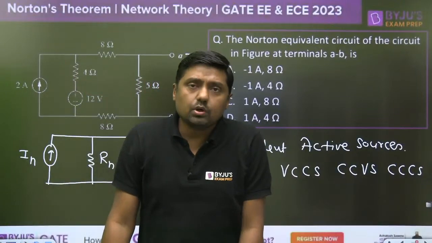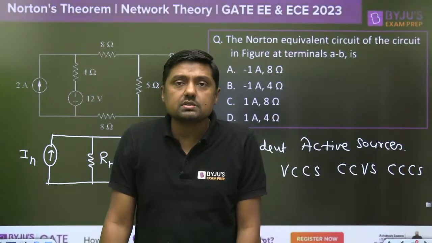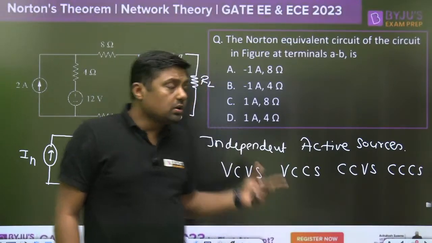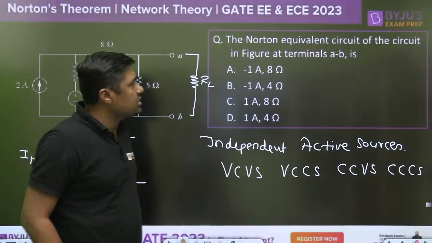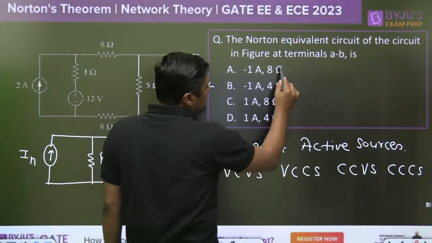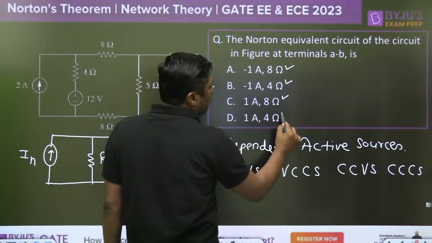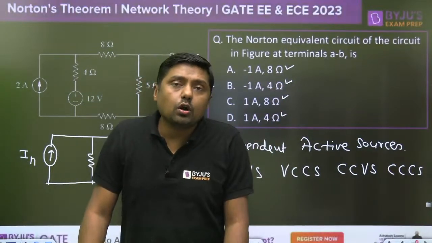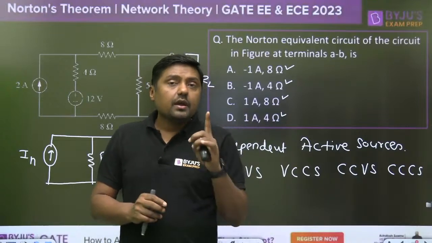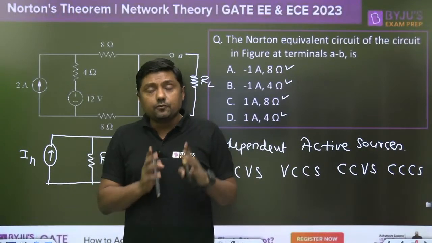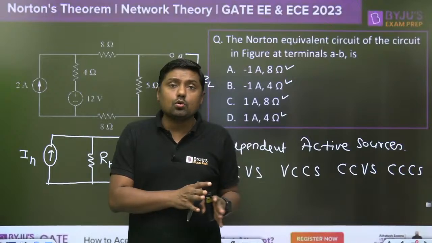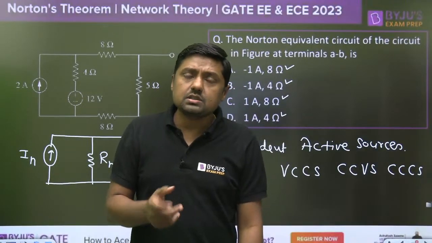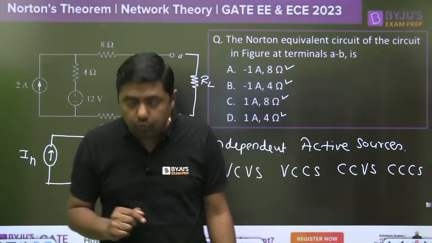If in a particular network there are no dependent sources, then we are not going to get negative resistance. So with only independent active sources, my dear students, all the resistances 8 ohm, 4 ohm, 8 ohm, 4 ohm are positive. We are not going to get negative resistance. If a circuit has a dependent source, then there may be a chance of negative resistance. What is the meaning of negative resistance? I am going to explain in this session, but first of all try to solve this question.